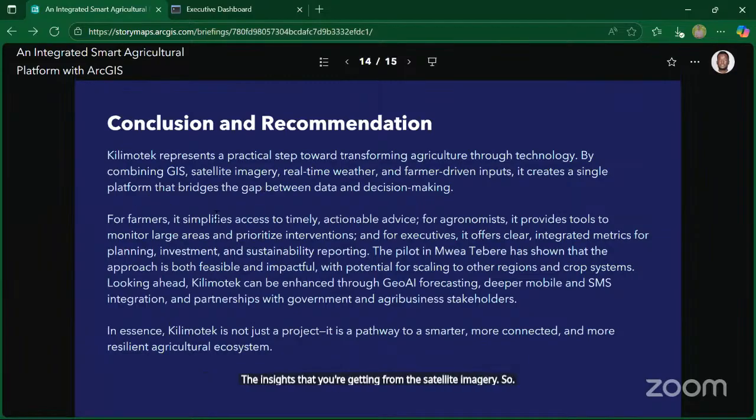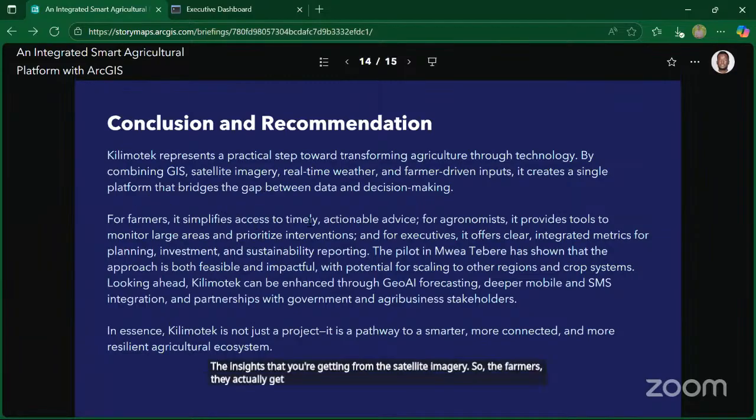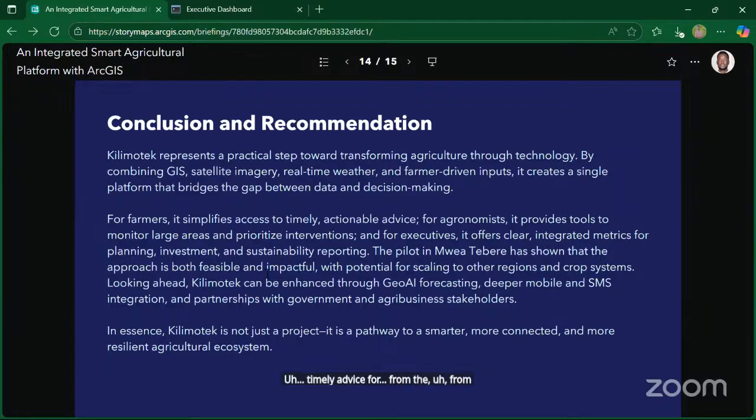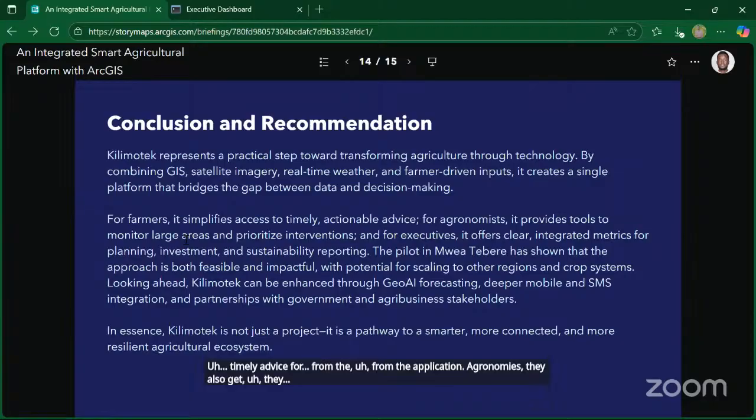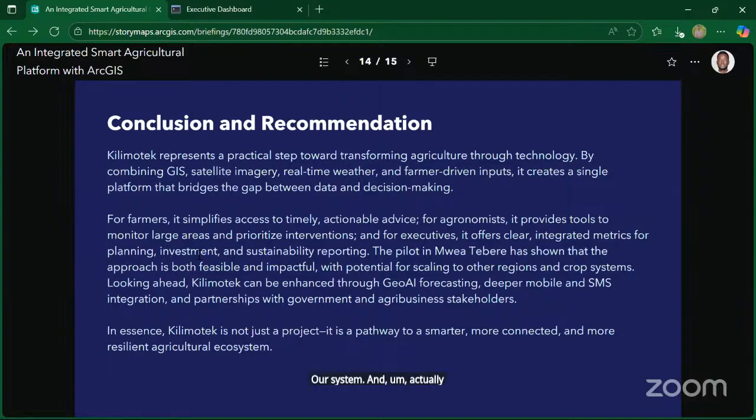So the farmers actually get simplified, timely advice from the application. Agronomists can also monitor very large parcels as per our system, and actually our system is very scalable. It can scale out towards different irrigation schemes. And the pilot just confirmed that this is actually very possible.